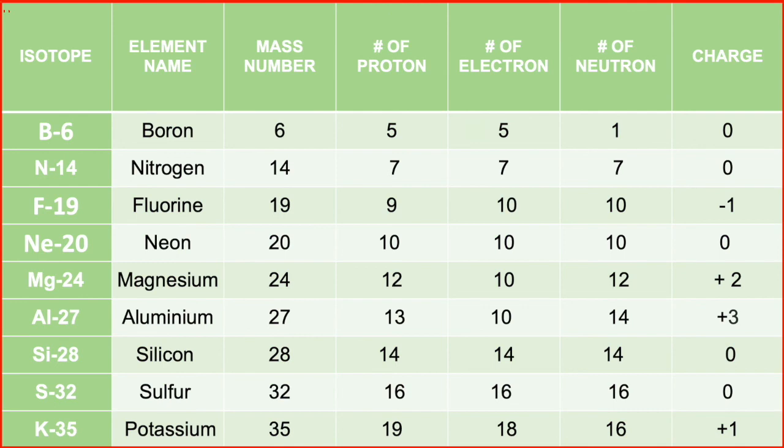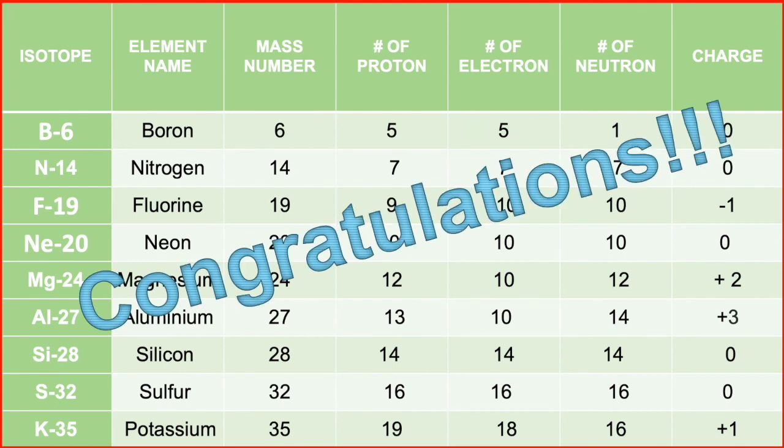You have actually finished and completed the table. Congratulations! You are now able to determine the number of protons, electrons, and neutrons in any given atoms. You're also able to determine the charge, the element name, and the isotope of that particular atom. Always remember, knowledge is power.